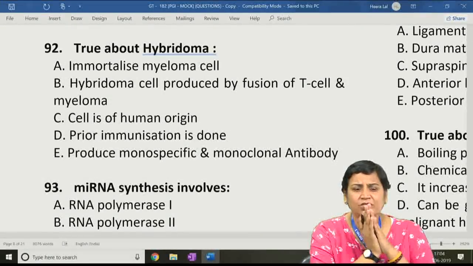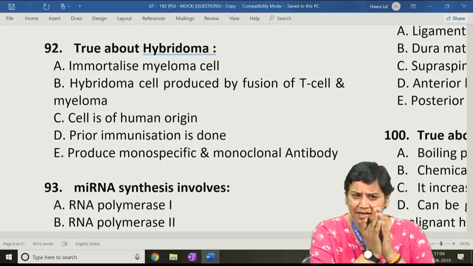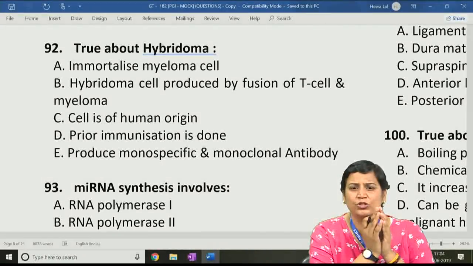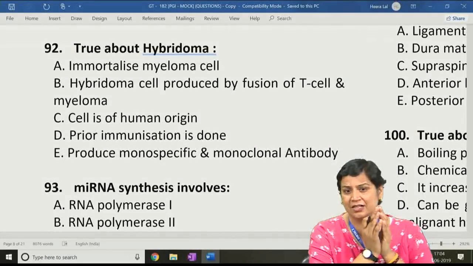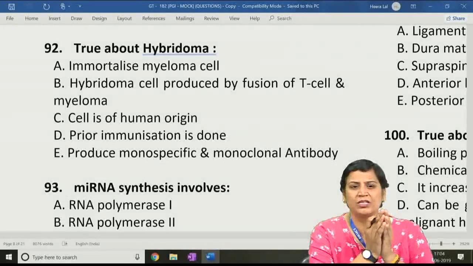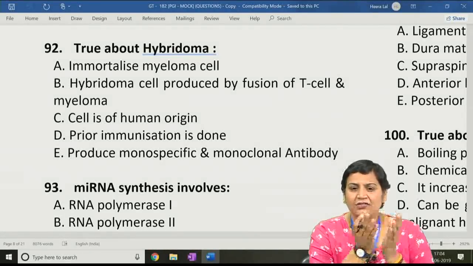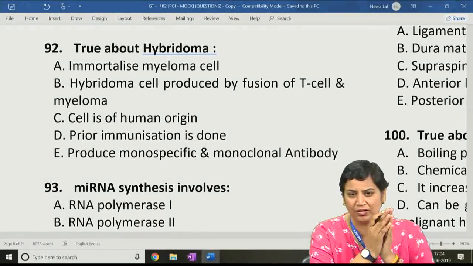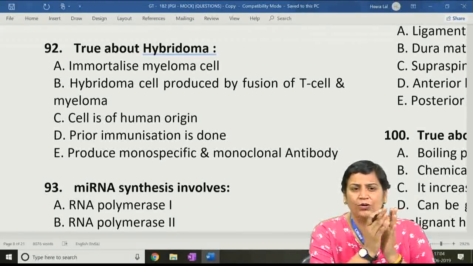So here the options would be: immortalised myeloma cells, yes. Hybridoma cells produced by fusion of T cells, no. Hybridoma cells are always produced by fusion of B cells and myeloma. Cell is of human origin, no. Prior immunization is done, yes. And yes, it produces monospecific and monoclonal antibodies. That is why this hybridoma technology is carried out. So the answer to this question, true about hybridoma, is A, D and E.